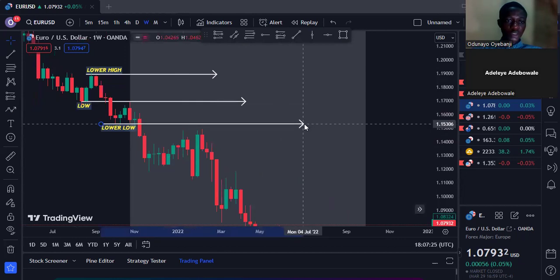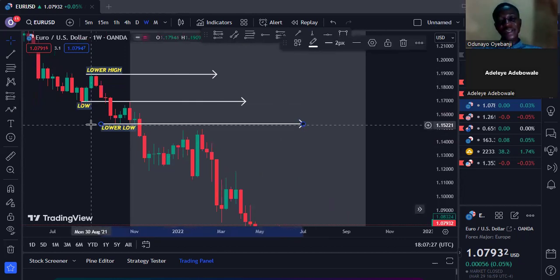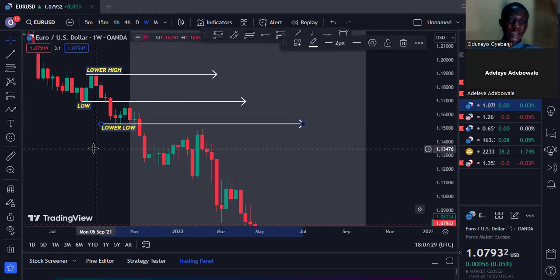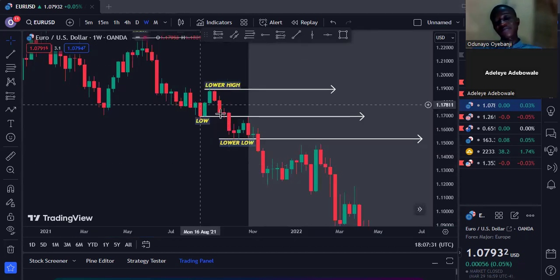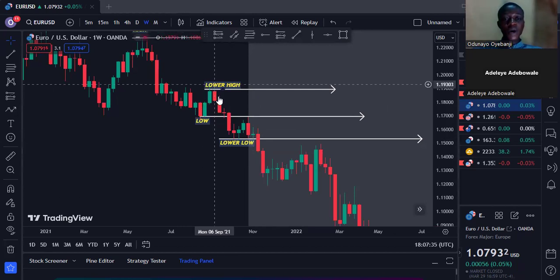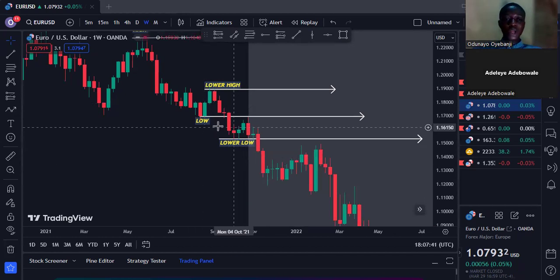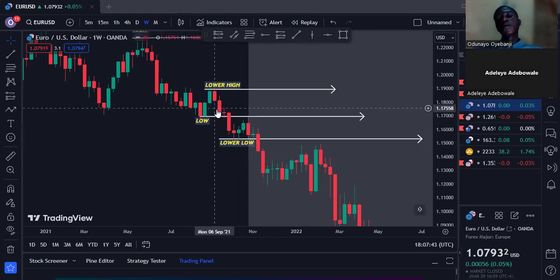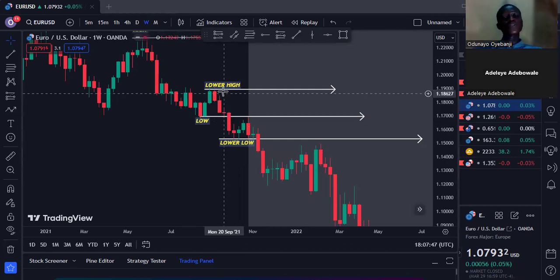So this gives us an illustration that we're in a downtrending market. So this is how you identify a downtrending market. Formation of a lower high and a lower low. Or better still, breaking of support and finding resistance.